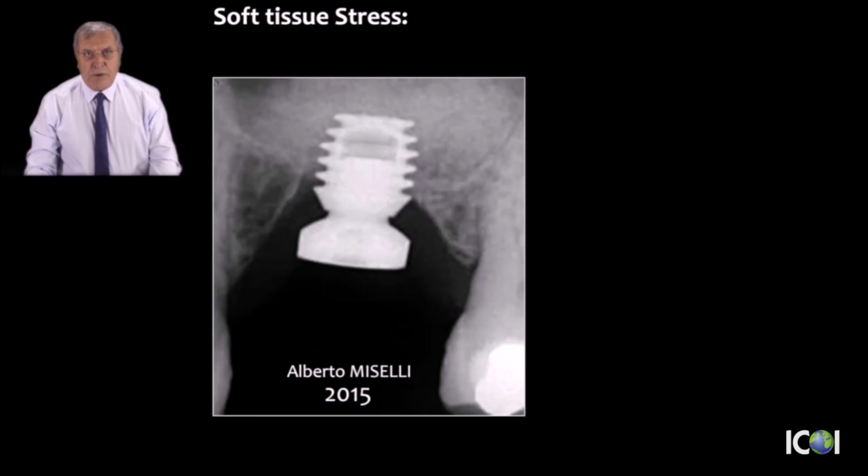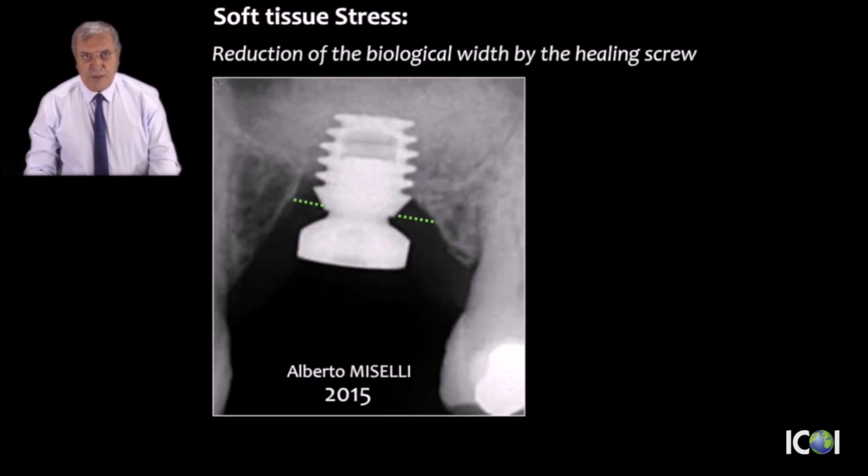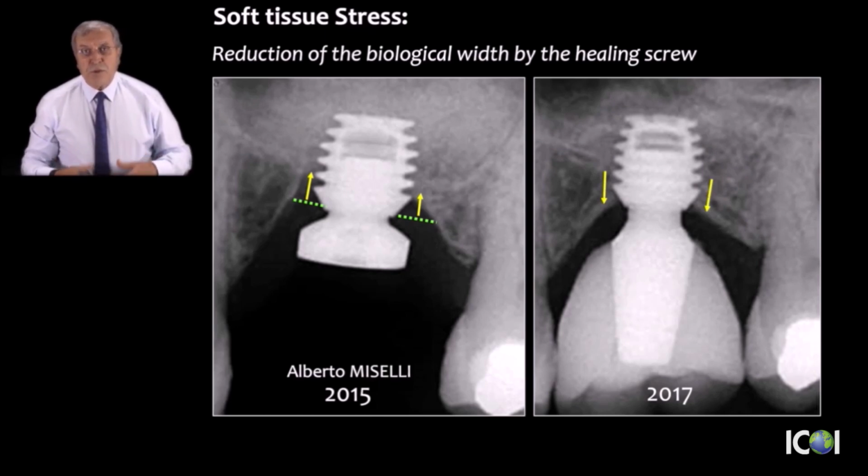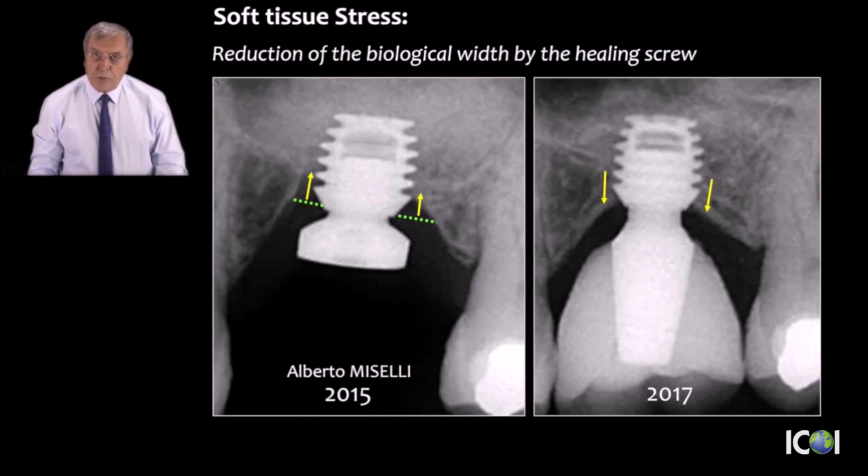This is an example of a soft tissue stress. You see that the screw is large and then it reduces the space of the soft tissue. And this is why the bone is resorbing, because the blood supply to the bone is much less. So if we reduce the abutment size, then the soft tissue can breathe, can get more blood supply, and then the bone can be rebuilt.